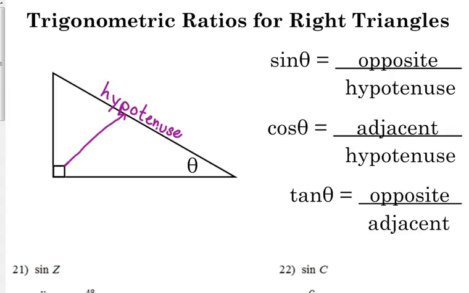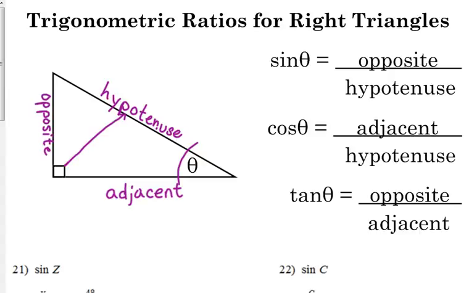So the other two sides are left to be labeled as either opposite or adjacent. To me, the adjacent is the easier one to identify. If you draw a curve through your angle, it's going to intersect the hypotenuse, and the other side that it intersects is the adjacent side. Adjacent means to be next to, to be touching. So adjacent is the side that is next to that angle, and then your opposite side is over here.